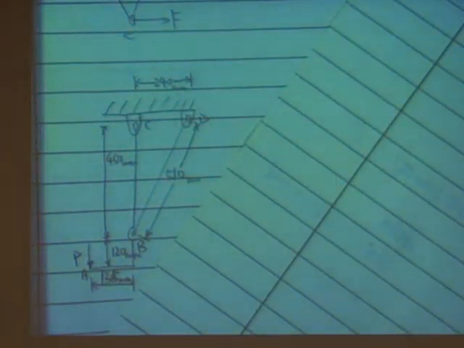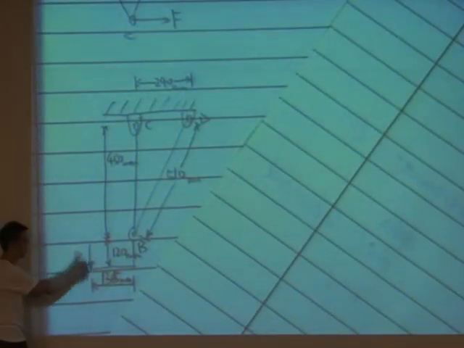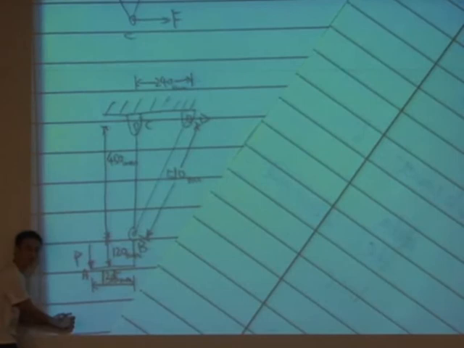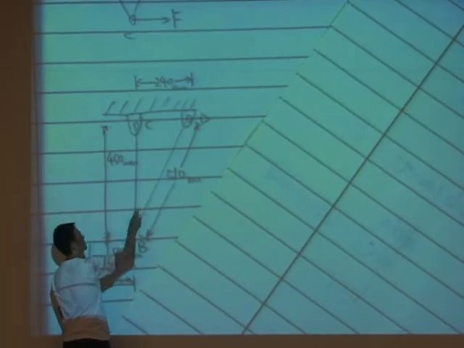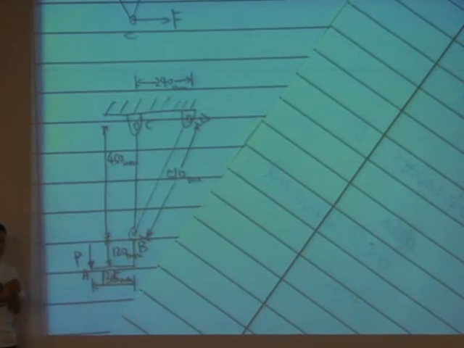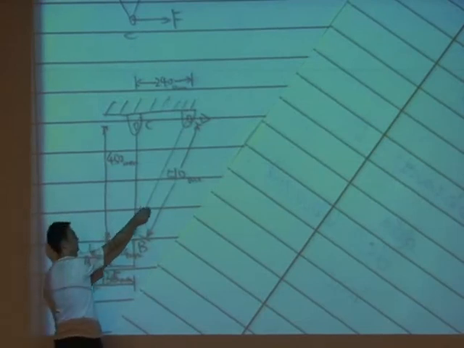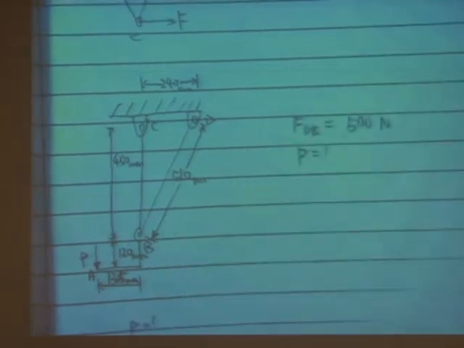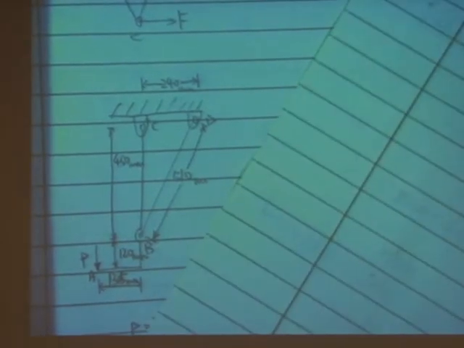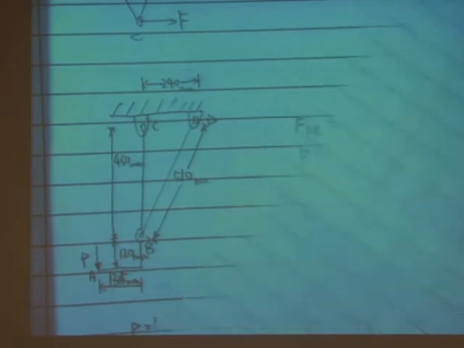So this P is something that pulls down this member. That's why there's a force inside this member BD. Now if I know that the force inside this member BD is 500 Newton, what will be the force I apply here? So take out your paper and start doing some calculation.